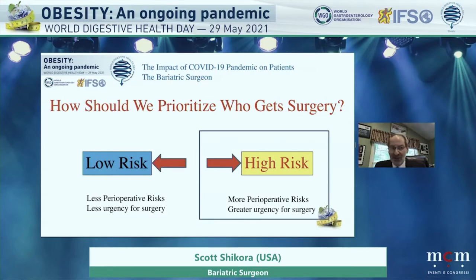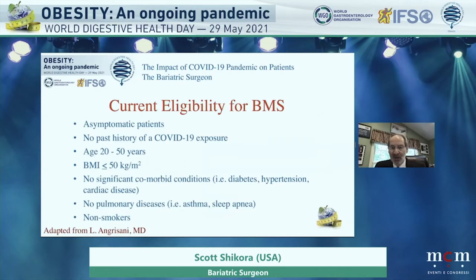However, I once again would put a plug in that we should consider the high-risk patient and not completely shut them out because they are so needy of having these bariatric procedures performed. What about the eligibility for surgery? This here by Angrasani is basically the algorithm used most places to qualify patients for surgery. And what they were looking at are basically the healthier patients, no past history of COVID, younger age, lower BMI, less likely to have comorbid conditions.